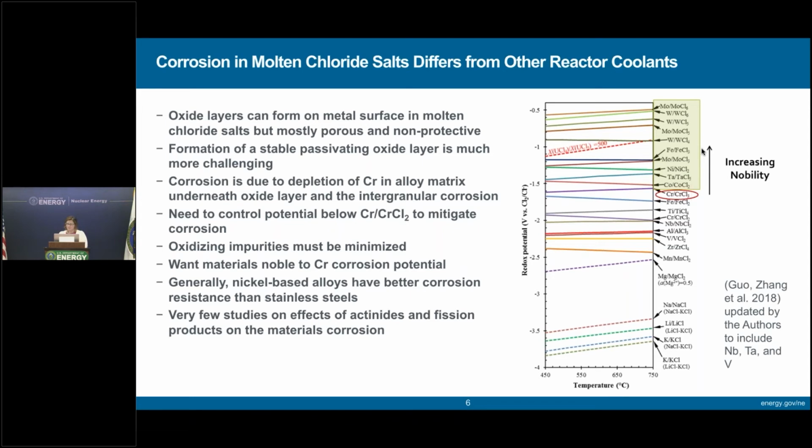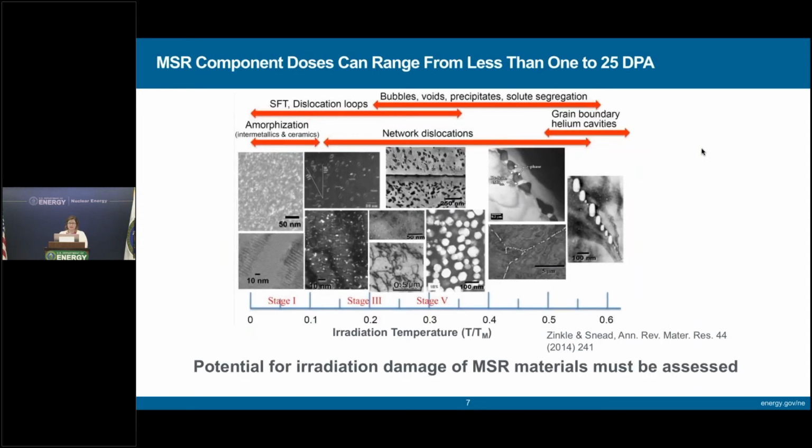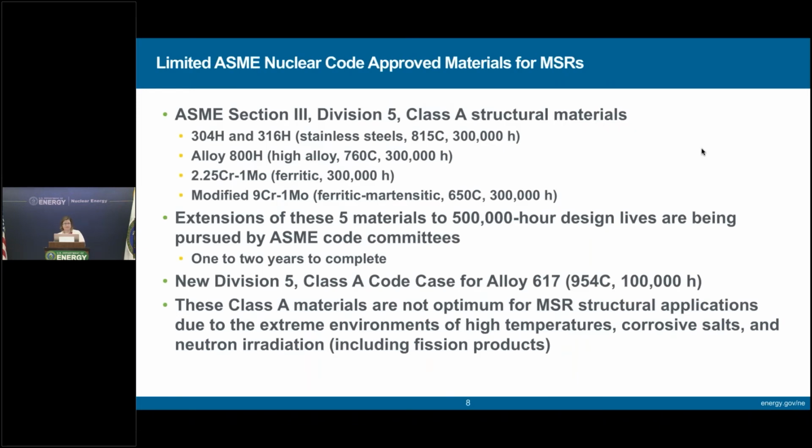And let's see here. Another issue related to the corrosion and the mechanical stability is the doses. The doses that these materials can see can vary greatly, and so the material behavior over time is also going to vary. So that's another thing that needs to be addressed.